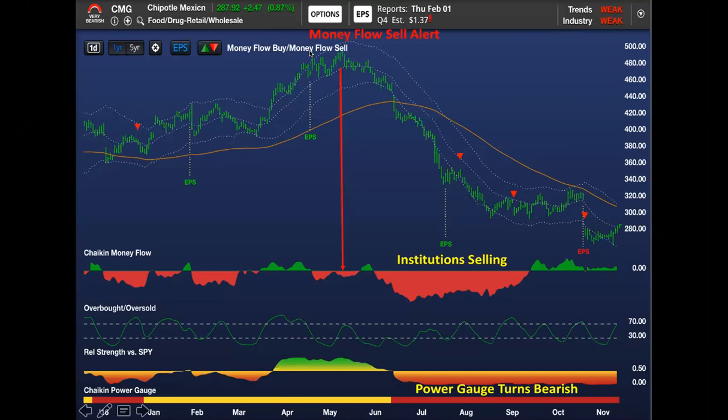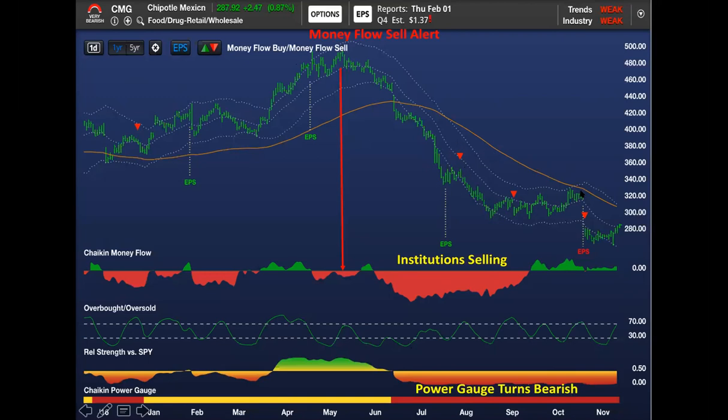Money flow was positive, and then you tested the high and look at the money flow. Were the institutions buying the stock at that point? Hell no, they were selling. Smart money was getting out. Then the stock broke down: bearish personality change, bearish power gauge, institutions selling like crazy, negative response to earnings.